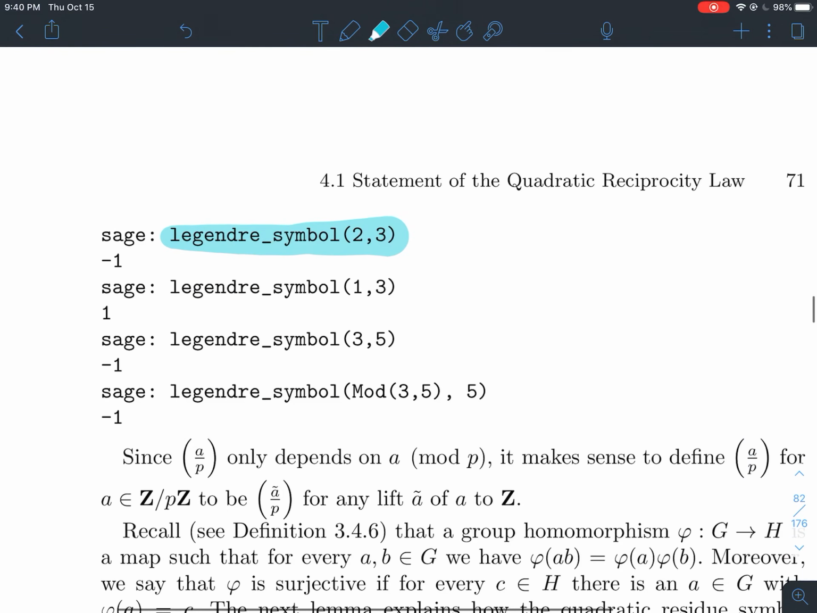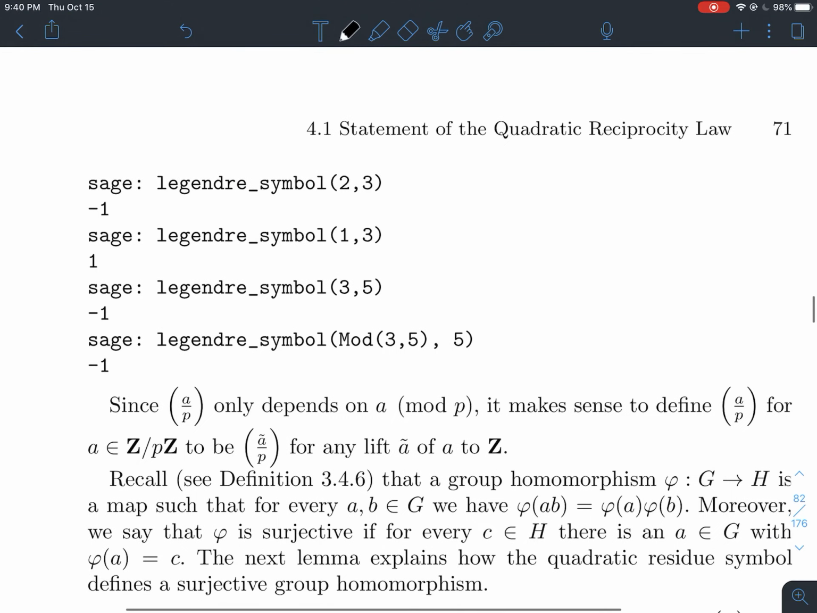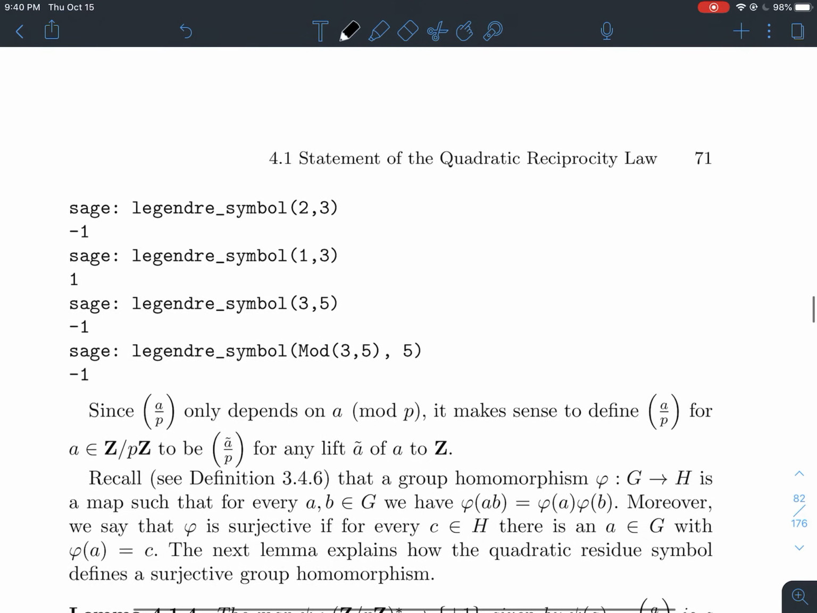Cool. If we look at another one, and I think we did this by hand earlier too, what if you took the Legendre symbol of 1 mod 3? Then yeah, 1 is definitely a square. And look, I get that the Legendre symbol is 1, and remember, anytime the Legendre symbol is 1, that indicates that this a right here is a square modulo p.